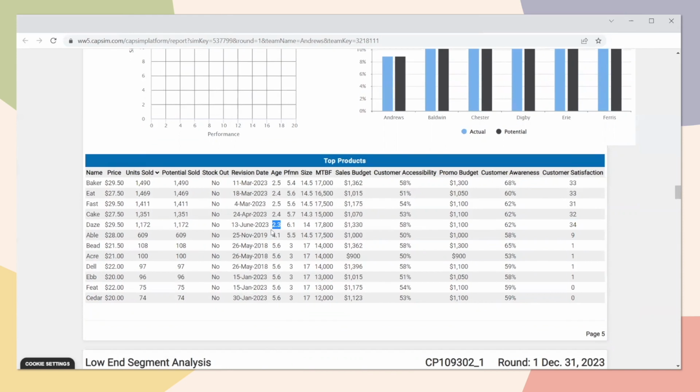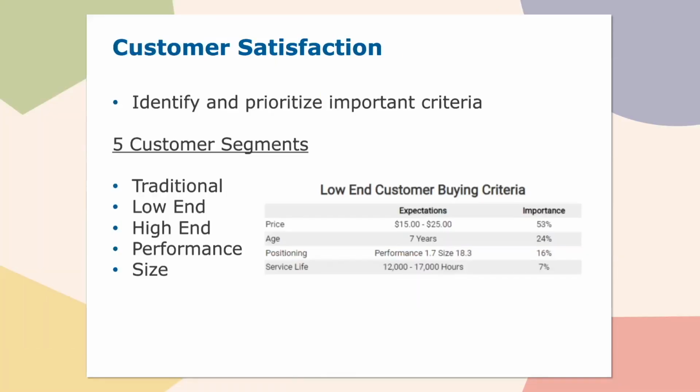Two other items that can impact the survey scores, but not as drastically, are your customer awareness and customer accessibility, which is driven by promo and sales budgets. As a company, you need to cater your product to your customer needs. The closer your product is to their preference, the more likely you'll succeed.